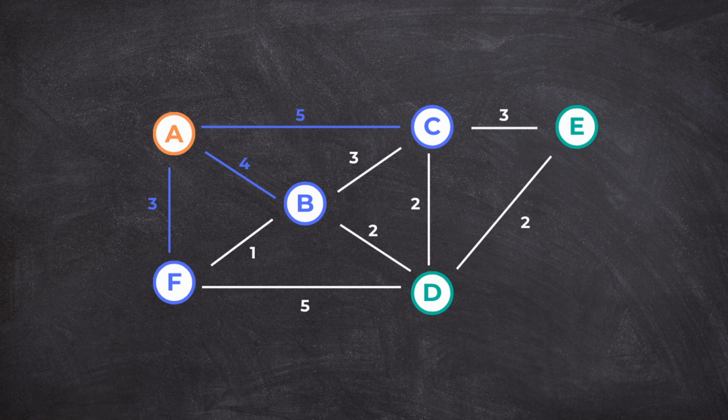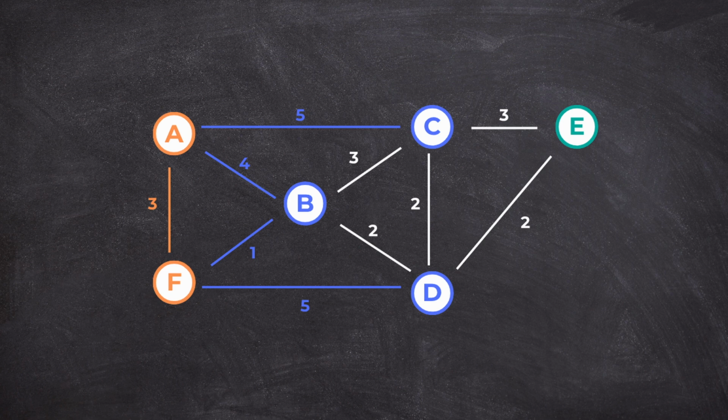Prim's algorithm is a greedy algorithm, meaning we always pick the smallest available edge that connects to an unvisited node. In this case, that's the edge from A to F. The orange color represents our growing minimum spanning tree.